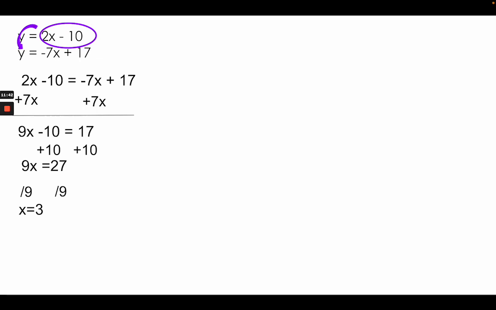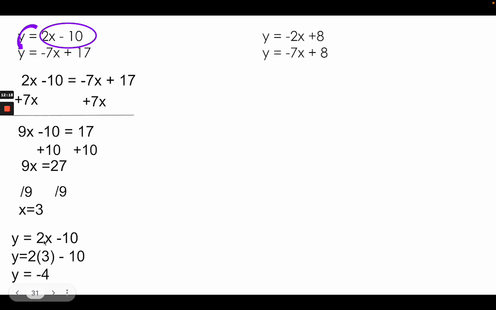Okay. Are we done? You should be saying, no, we're not done, Mrs. Ledger, because we only have x equals 3, and we need an x equals, y equals. So again, we can use either original system equation. I'm going to use y equals 2x minus 10, and I'm going to take my x and plug it right into here. So I get 2 times 3 minus 10, and I'll get negative 4. So now my x is equal to 3, my y is equal to negative 4, and we're good.